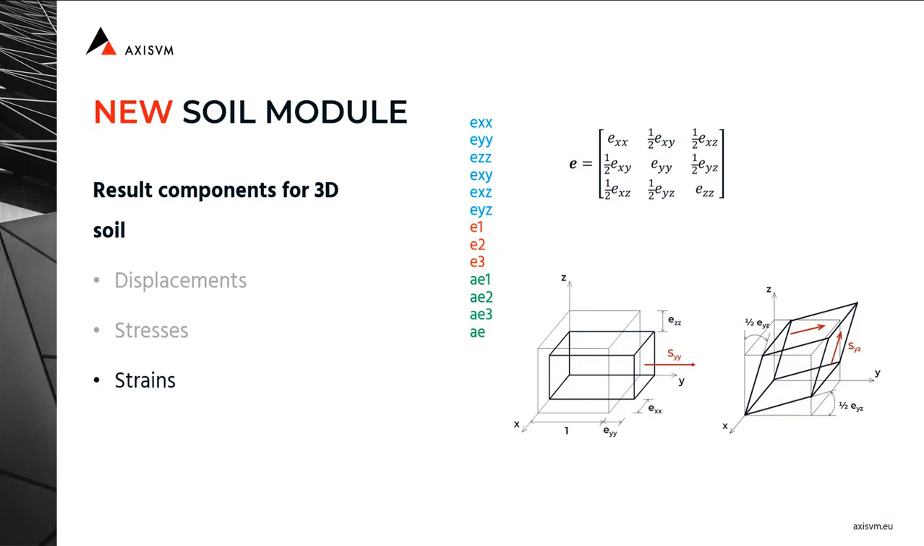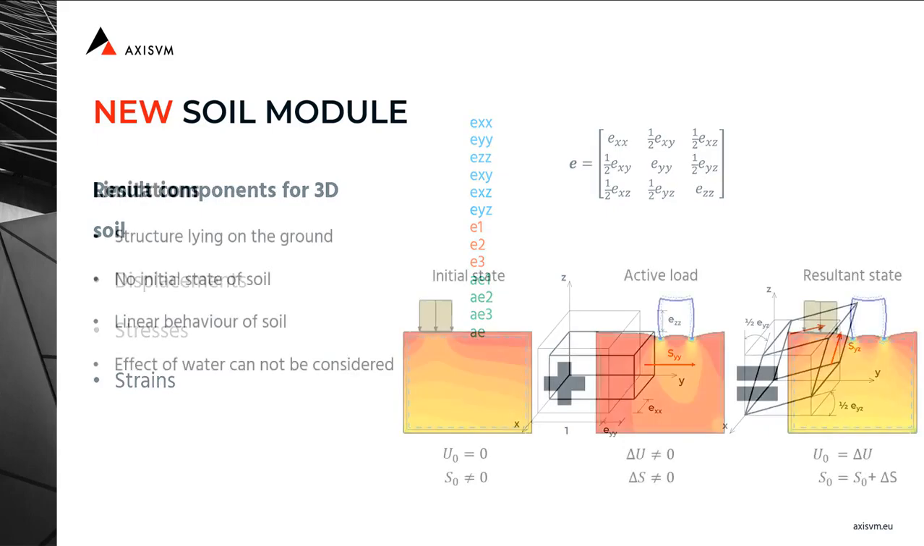Soil strains, also a new result component, contains the axial strains in local directions, shear strain in local xy, xz, and yz planes, the maximum, middle, and minimum principal strains, the angle of these principal strain directions, and the angle of the principal strain itself.